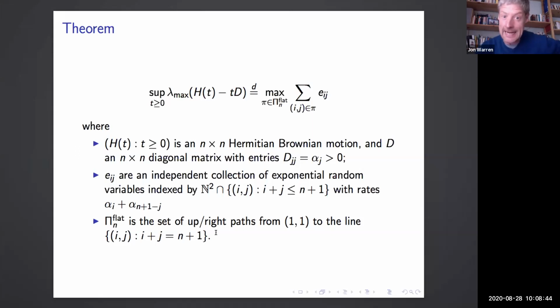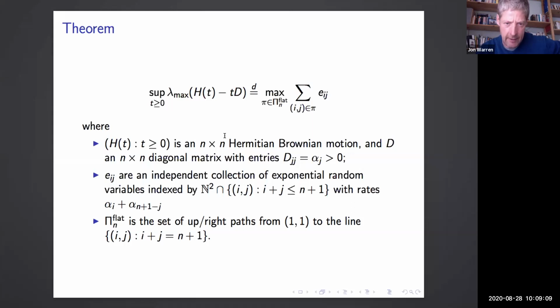So when you take n equals 1, the left-hand side degenerates to just the all-time maximum of Brownian motion with drift. And the right-hand side, the path is degenerate because the only box that it can pass through is 1, 1, and then it's finished. And so you just get E11 on the right-hand side. So this is then exactly the case on the previous slide.